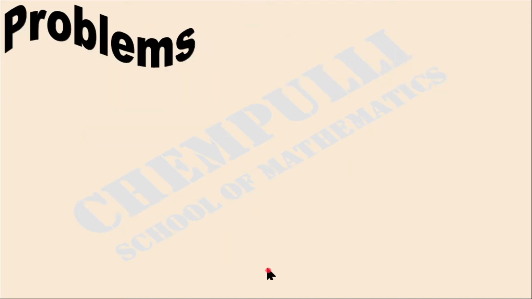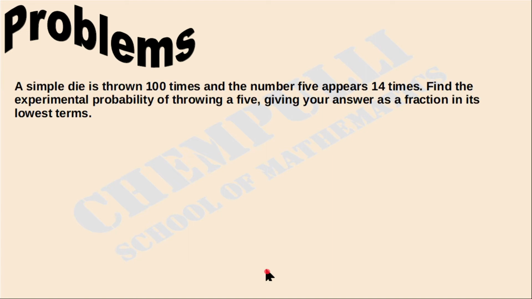The next, problems. A simple die is thrown 100 times and the number 5 appears 14 times. Find the experimental probability of throwing a 5, giving your answer as a fraction in its lowest terms. In this case, the total number of trials is 100. Out of these 100 trials, the number 5 appears 14 times. Here we have to find the experimental probability of throwing a 5.